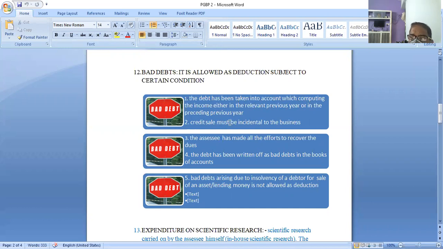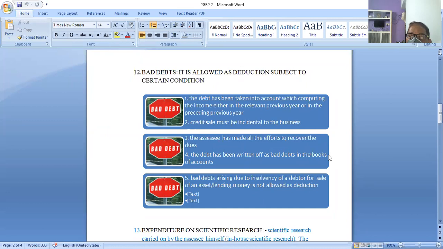Now, credit sale must be incidental to the business. That means when you're making a sale, the credit sale should be related to the business, not related to personal use. Third, the assessee has made all efforts to recover the dues. That means simply sitting at the business office, without taking all the efforts to recover, it is not called bad debts. He has taken all these steps to recover the amount, still it has not been recovered. That should be the condition.